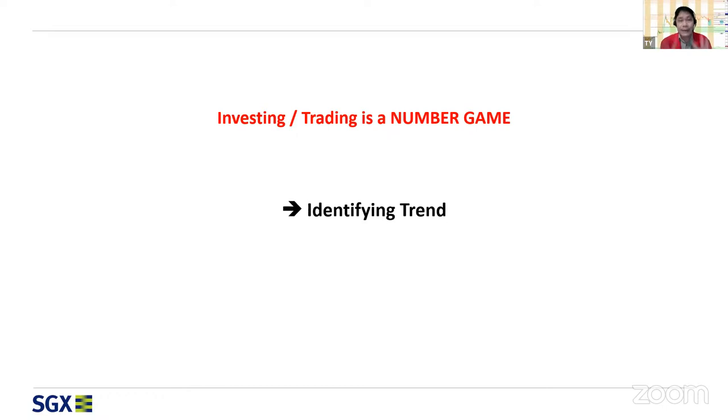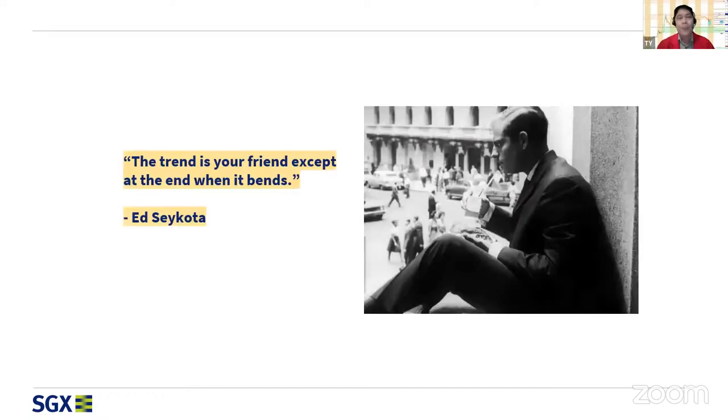So therefore, understanding the premise, the first most important thing, whether you use TA or anything else, is to identify trend. That means, what is the direction of this fluctuation? Is it up or down? Ed Seykota says, and I quote, "The trend is your friend, except at the end when it bends." Internalize this: the trend is your friend.